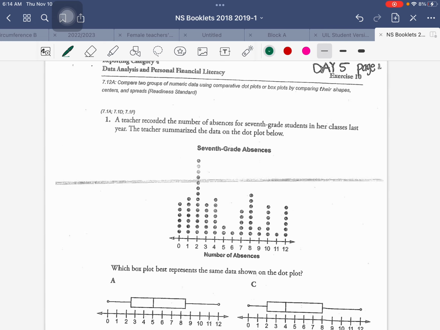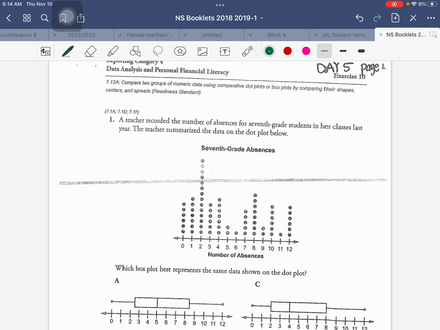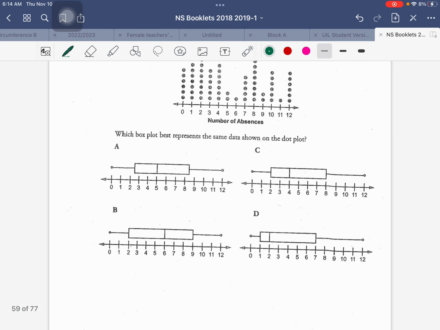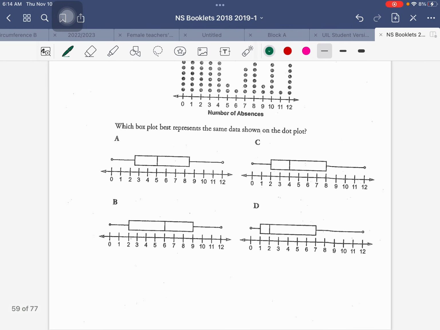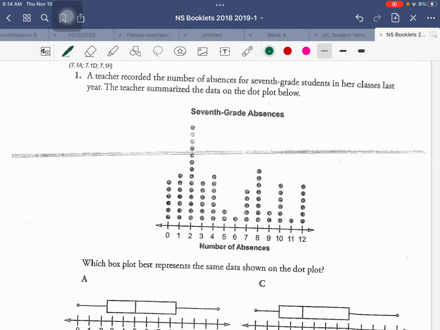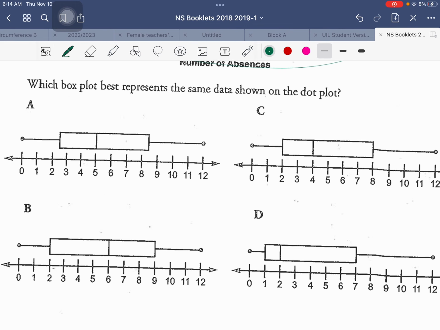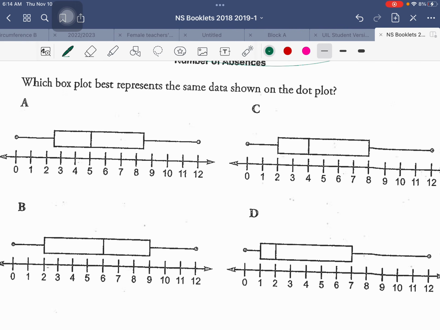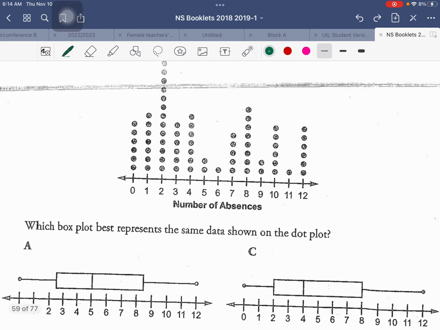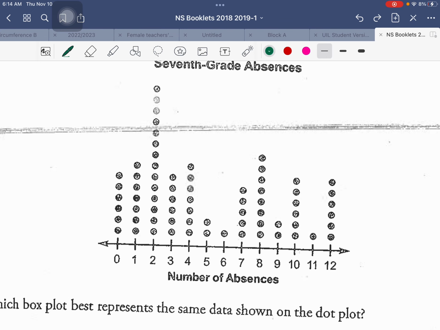Now, a teacher recorded the number of absences for 7th grade students in class. The teacher summarized the data in the dot plot. Which box plot represents the same data on the shown dot plot? Wow, this is going to be a good one. So, this one, which one would we represent? Now, this one, I'm going to leave you to do on your own. All I'm going to say is this. What shape does it kind of have?